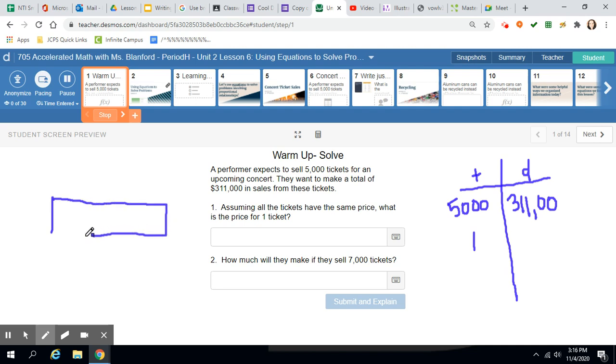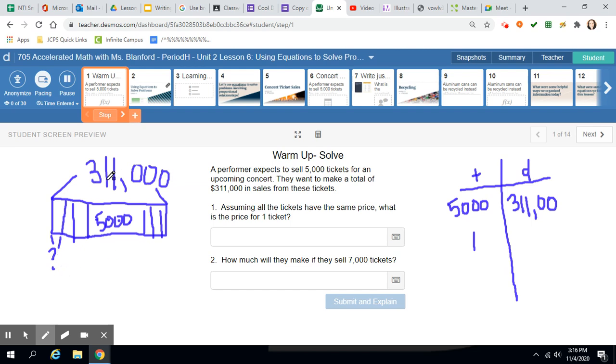So I know they made a total of $311,000, right? And they had to sell individual tickets. So they did that by selling 5,000. So pretend that I have 5,000 boxes. I know that that's a lot. I'm just going to do that to show, because I'm clearly not going to draw 5,000 boxes. So if I have 5,000 of these, I want to find out, well, what's just one of these?